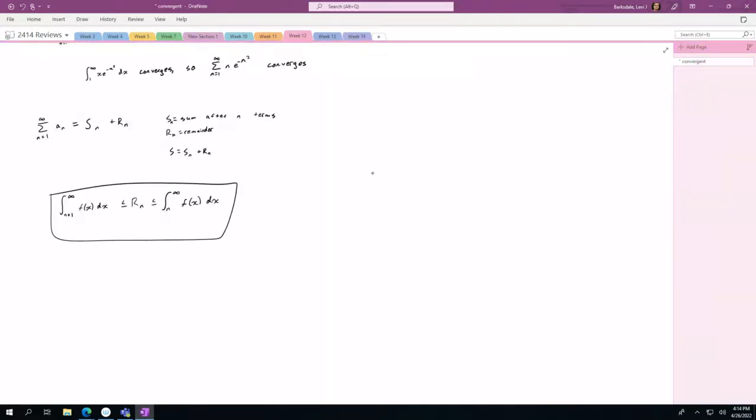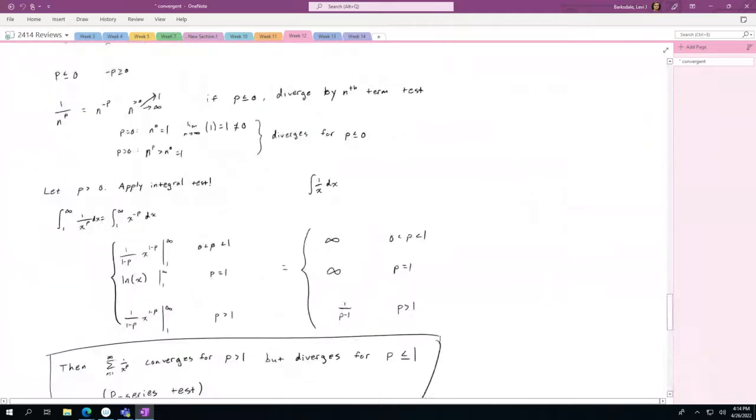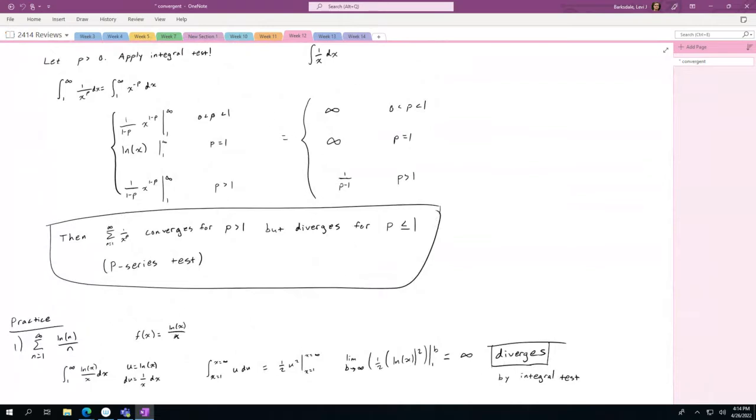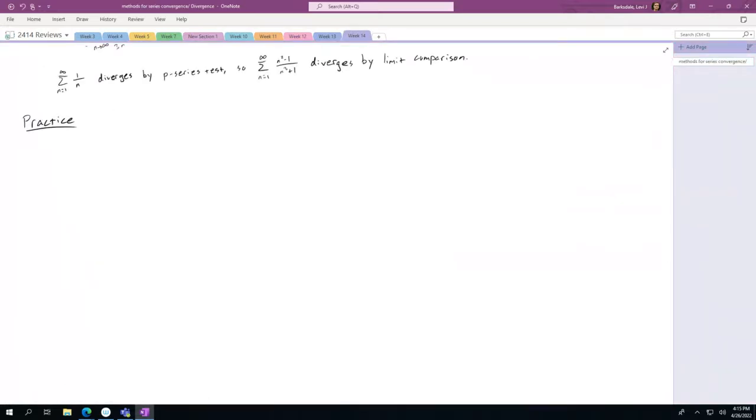I think I actually did that a couple weeks ago. Yeah. So for p positive, we can actually apply the integral test. And we see that we get an infinite integral when p is smaller than 1. But when p is larger than 1, we get an actual number. So because the integral would converge, our series would converge when p is larger than 1. But yeah, that's just the integral test. You ready to move on?